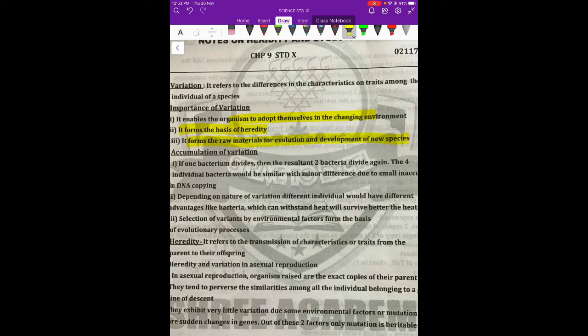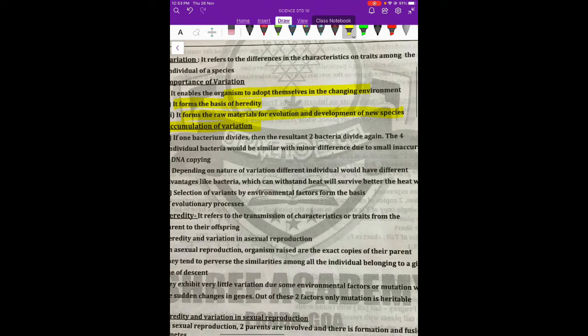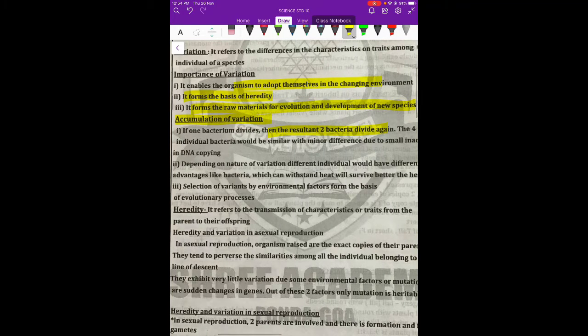Now this will not be immediate, it takes a lot of time. We'll take one example: accumulation of variation. How does variation accumulate? If one bacterium divides, then in geometric proportion it will make two bacteria, and these two will become four, four to sixteen and so on. So then what will happen?